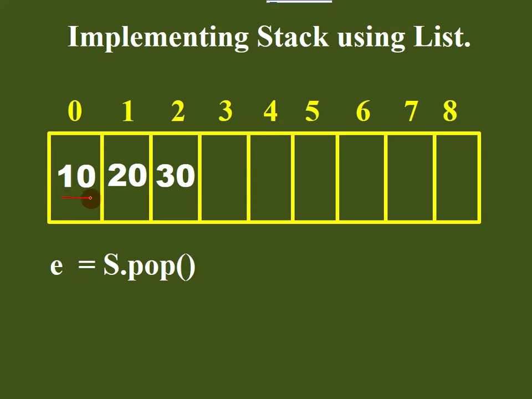Now this is bottom of the stack, this is top of the stack. So if you want to remove the next topmost element, the same statement e is equal to s dot pop. So s dot pop removes the topmost element from the stack maintained using list, that is returned as the answer, so that this variable e contains 30.